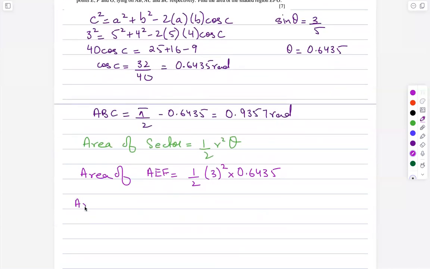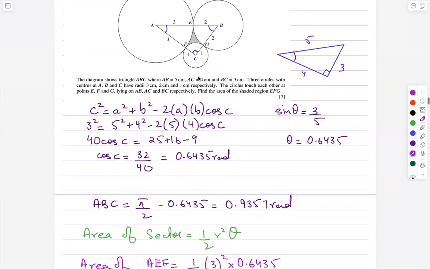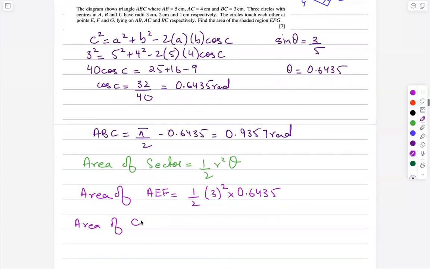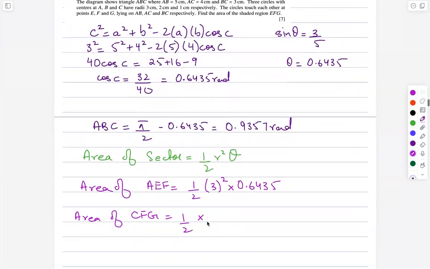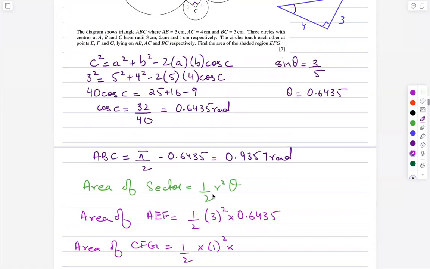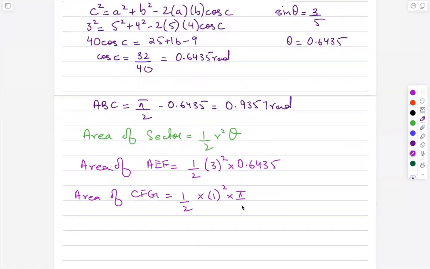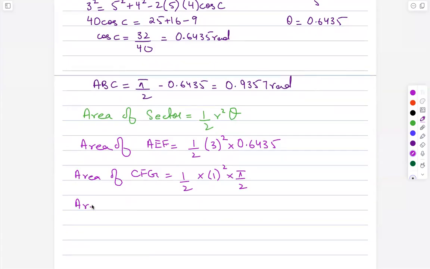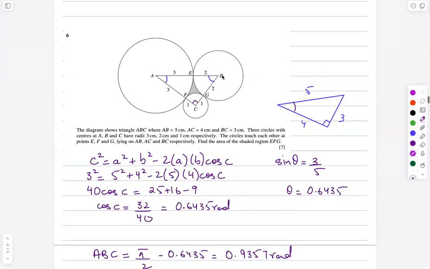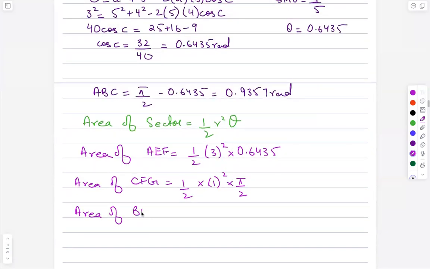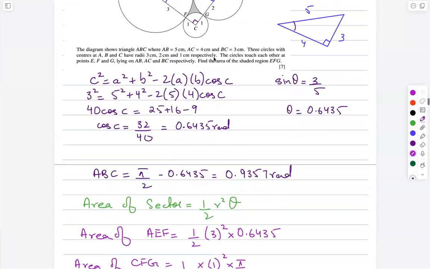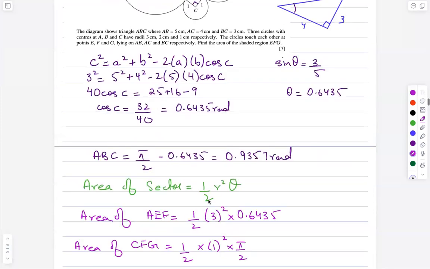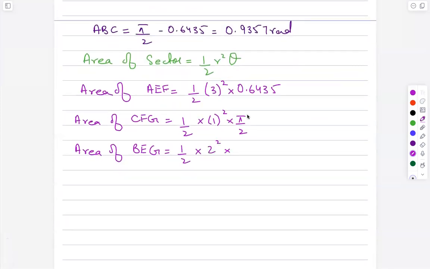Then the area of the sector CFG. Area of CFG will be equal to 1 upon 2 into the radius, which is 1, whole squared, multiplied by the angle. In this case, the angle is pi upon 2. And then the area of the third sector, BEG, will be half into the radius, which is 2. So that will be 2 squared, and the angle is 0.9357 radians.